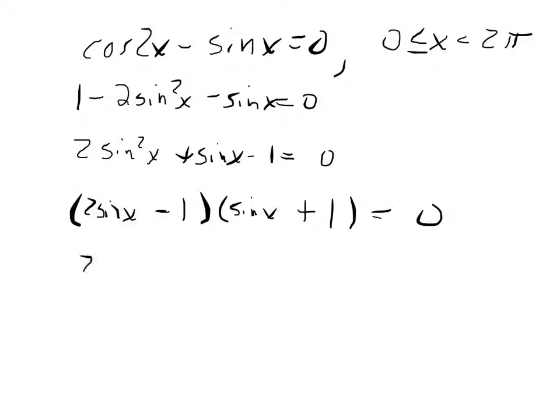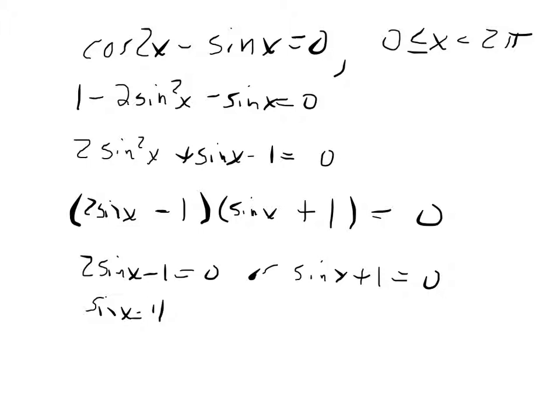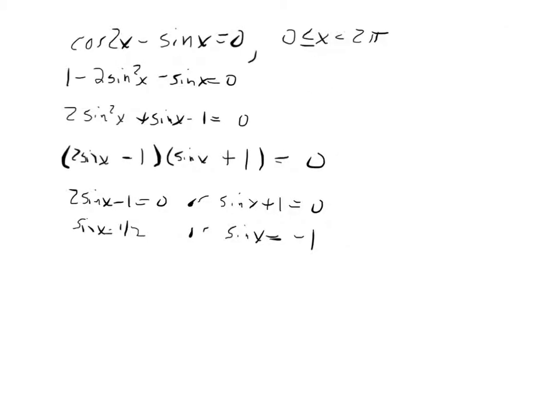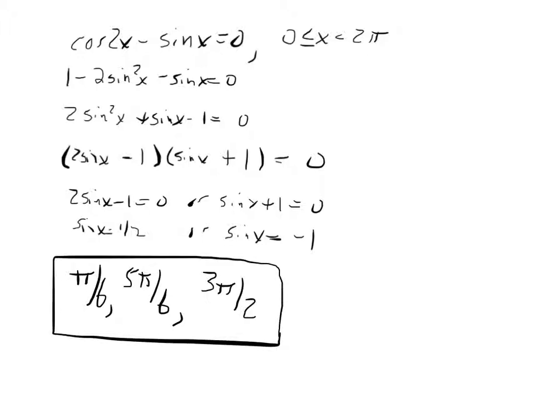So then I set each factor equal to 0. 2 sine x minus 1 equals 0, or sine x plus 1 equals 0. And this gives me sine x equals 1/2, or sine x equals -1. Sine x equals 1/2 is true at pi over 6 or 5 pi over 6, and sine x equals -1 at 3 pi over 2. So I've got three solutions here for this one.